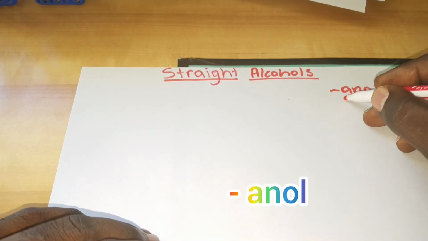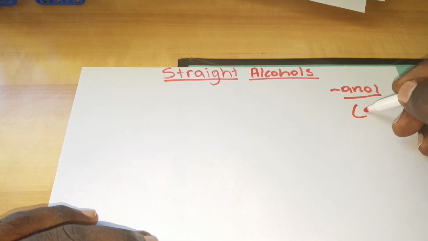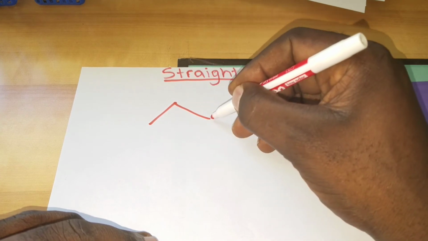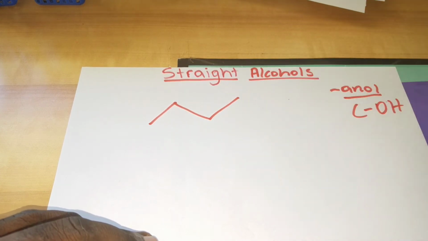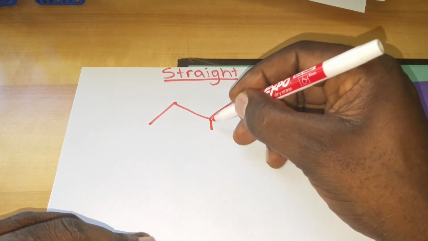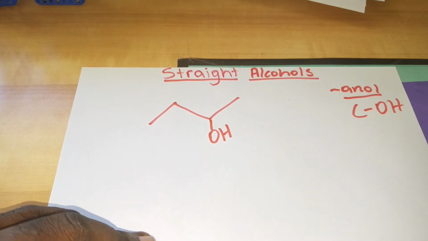Alright, so just remember that the suffix for alcohols is -anol, and the functionality of alcohol is OH. Good. Now we're going to name these things. So let's draw an alcohol. Remember, we're still using the skeletal structure because I find this to be easier to understand. So this is an alcohol, OH. Must have that for it to be an alcohol. So we want to name it.